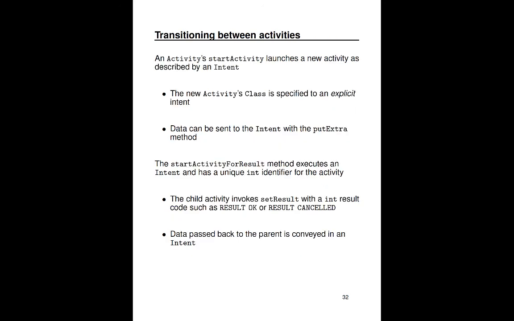So we've talked about the state transitions that an activity goes through over its lifetime. One of the things that triggers a state transition is the launch of a new activity. One activity wants to launch another activity. And so this is initiated by invoking the startActivity method on an activity, and it's sent an intent object that specifies what activity should be launched. So again, if there's a specific activity that you want to invoke, you make an explicit intent, and you provide something like the new activity's class to the intent. And you can also use the putExtra method to pass some data to the new activity through the intent.